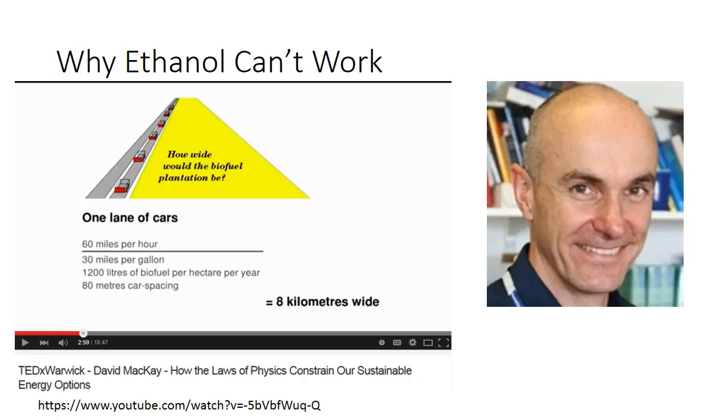would need an 8-kilometer wide strip of biofuel plantation to power those cars, and that strip would need to be as long as the road that the cars would be traveling on. This means that for every lane of cars, you would need to add another 8 kilometers to the width of that plantation. And this is not feasible for all the number of roads, especially in the United States, which means we need to find another source of energy to power our vehicles.